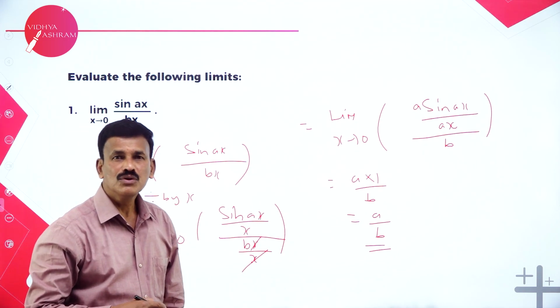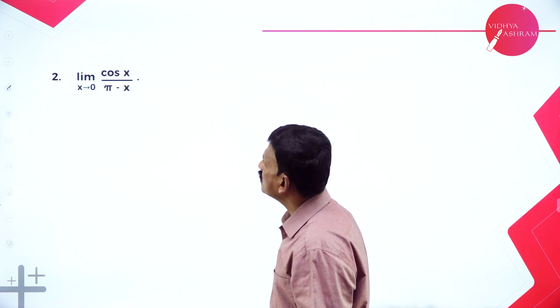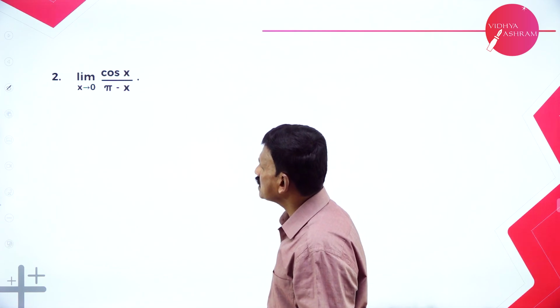Okay. Now move on to the next problem. So limit x tends to 0 of cos x divided by pi minus x.